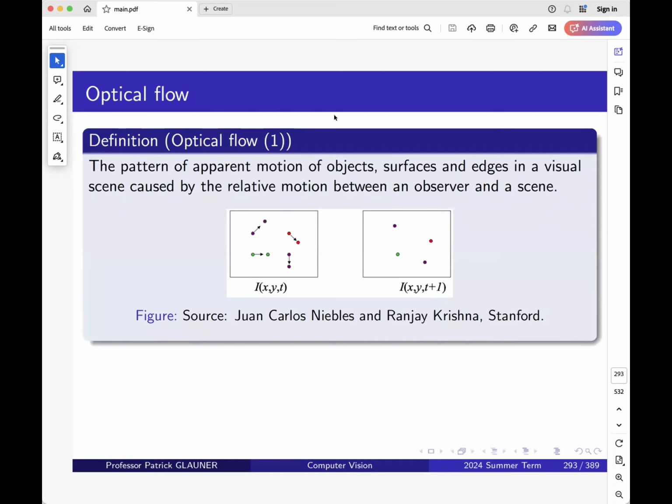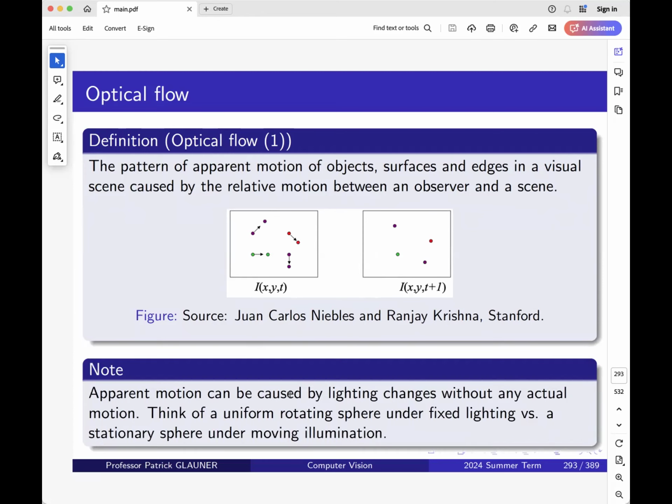You need to imagine this as follows. We have our image, which is a matrix, so we have dimensions x and y, plus we have time t. And now, from t to t1, some objects are moving. This object is moving to the right, this to the upper right, this lower, and so forth. So it's the motion or apparent motion of objects, surfaces or edges in a visual scene caused by the relative motion between an observer and the scene.